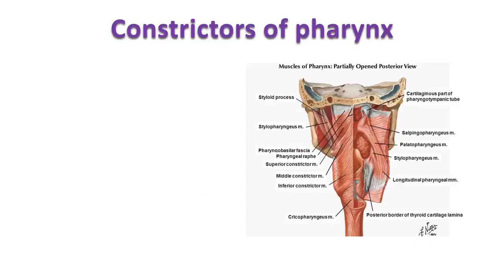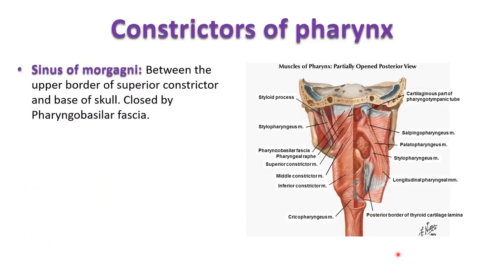Now, that is about the constrictors, the superior, middle and inferior constrictors. Now let us discuss the sinus of Morgagni. As I told you, between the base of the skull and the upper border of the superior constrictor, the superior constrictor attaches only at the posterior midline to the raphe and to the pharyngeal tubercle. But here there is a space which is lined only by the pharyngobasilar fascia, and it is mainly pierced by the auditory tube, which opens into the lateral wall of the nasopharynx. So one structure passing through the sinus of Morgagni is the auditory tube.